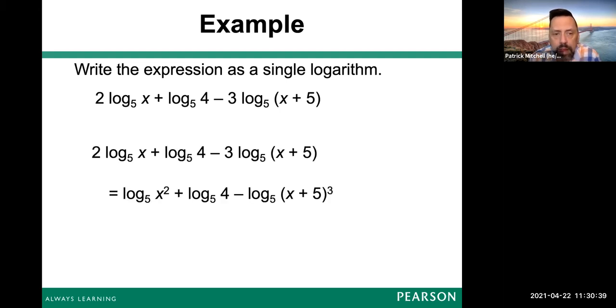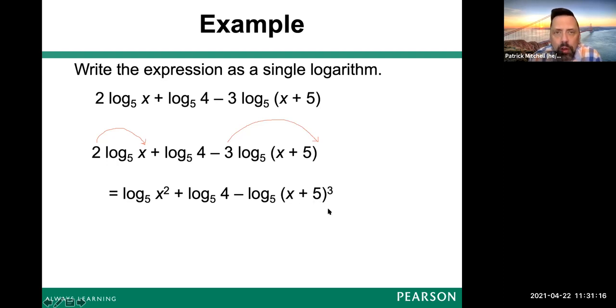All right, so first step, I have a slightly different sound effect for this. When I'm using the power property in the other direction, instead of going, I go. All right, see, the first thing we need to have happen is we can't have any numbers in front of the logarithms. So then I'm going to do the same thing over here. All right, so that's how we end up with log base 5 of x squared, and then over here log base 5 of x plus 5 to the third.